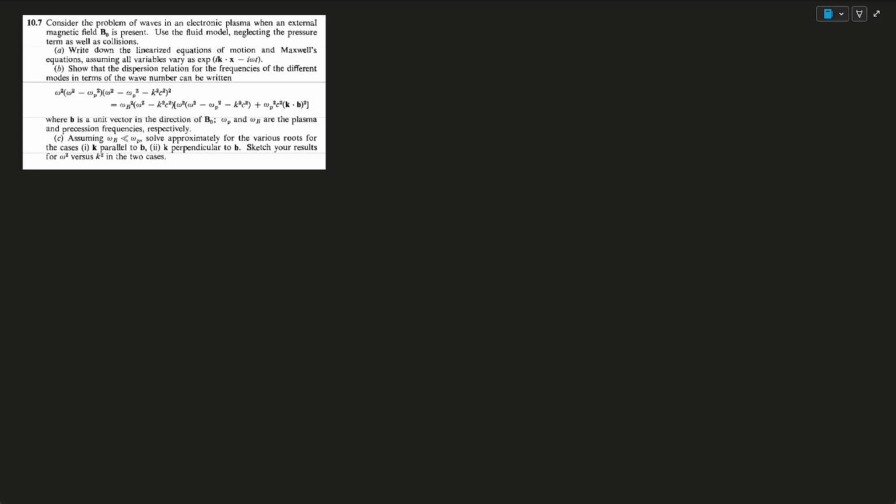Part A. Let me read out the whole question first, then we'll go part by part. The question asks us to consider the problem of waves in an electronic plasma with an external magnetic field B naught being present. It asks us to use the fluid model, neglecting the pressure term as well as collisions. And part A asks us to write down the linearized equations of motion and Maxwell's equations, assuming all variables vary as exp(i k dot x minus i omega t).